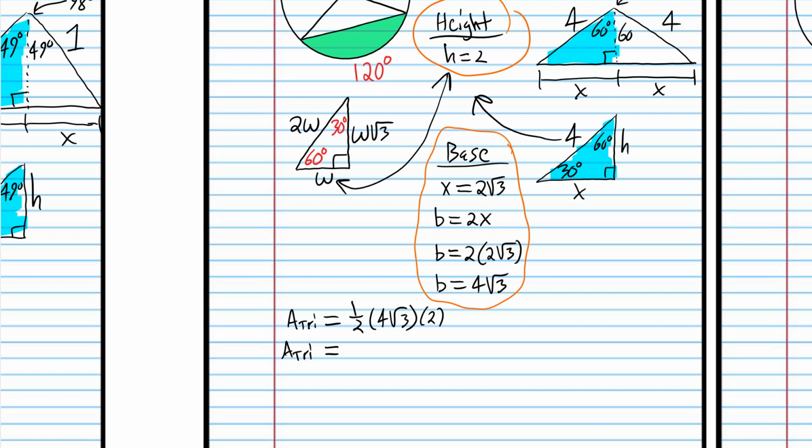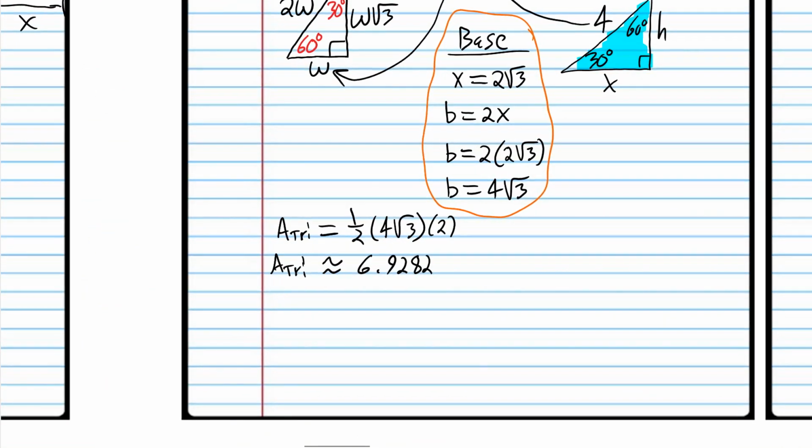And again, the square root button on your iPhone is going to look something like this, or on an Android it might look like you might have to push the square root button first and then put your number here. It just depends on the device you're using. So we got the area is approximately equal to 6.9282.